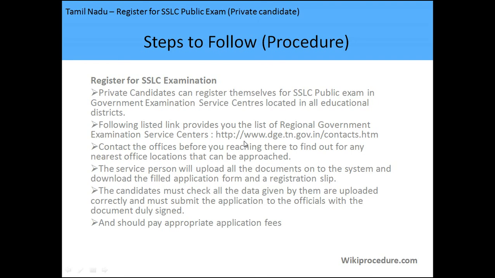So you have the contact information. You call them before you reach there, and you take all the documents that are required, and you go there, you provide the information, they upload the information in the application form in their system, and they print out the application form and the registration slip, which you sign and submit along with the documents and the appropriate fees. What I'm going to do now is take you to this link to show you the addresses.